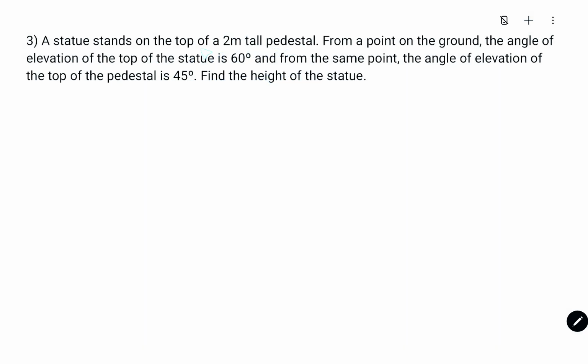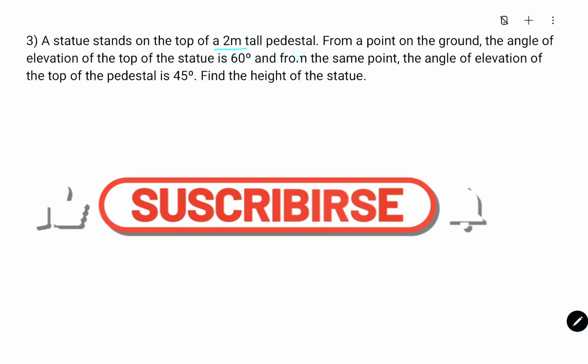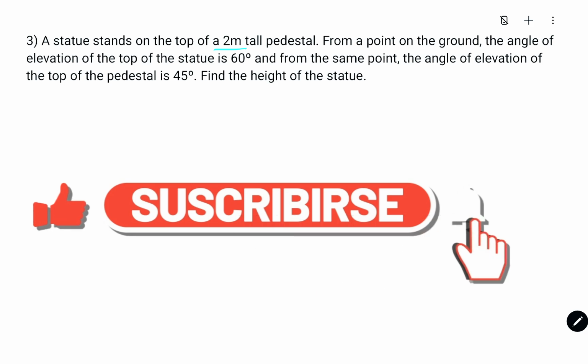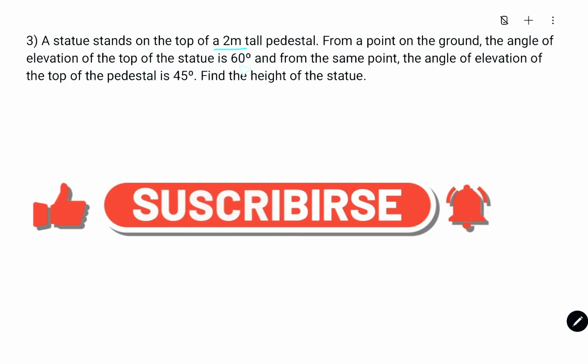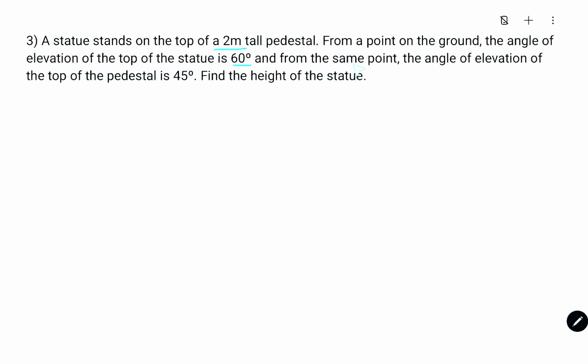A statue stands on the top of a 2-meter tall pedestal. From a point on the ground, the angle of elevation of the top of the statue is 60 degrees, and from the same point, the angle of elevation of the top of the pedestal is 45 degrees. Find the height of the statue. Here we have the pedestal height 2 meters, the angle of elevation to the top of the statue is 60 degrees, and the angle of elevation to the top of the pedestal is 45 degrees. We need to find the height of the statue.